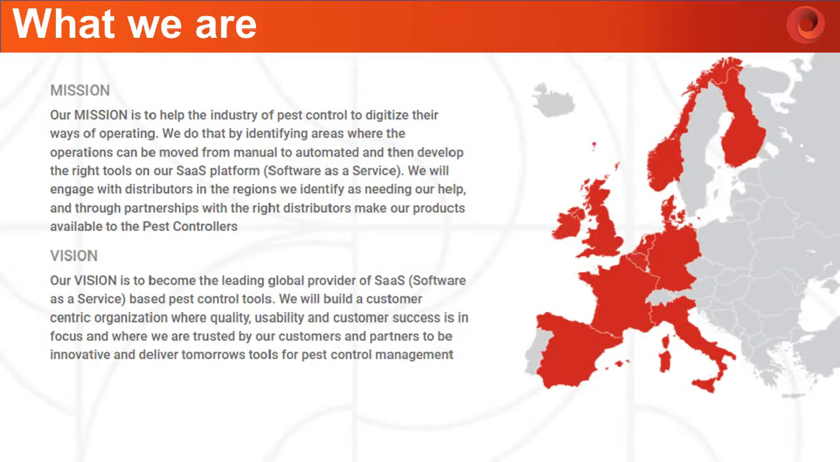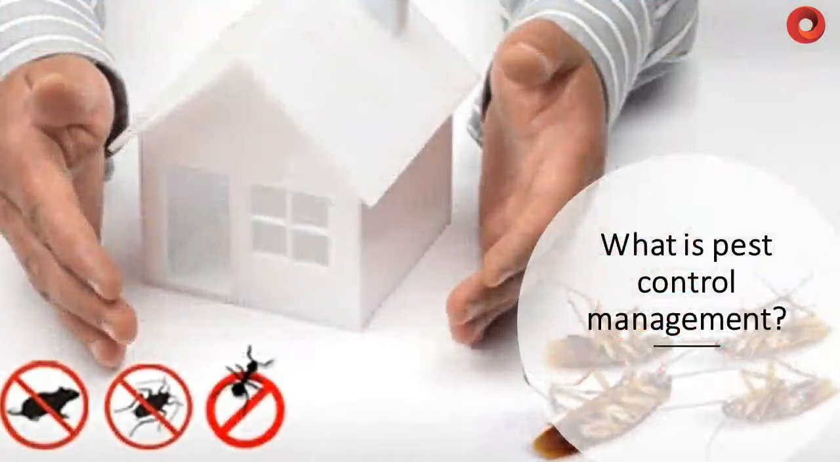Our mission is that we wish to help the pest control industry to digitize the ways of operating. The pest control industry, as I'm going to talk about later, is shown to be very conservative and very paper-driven, and we wish to enable and give them some platforms and some devices that can automate and help them digitize the ways of operating. And the vision is to become the global leading provider of this type of software as a service platform for the pest control industry.